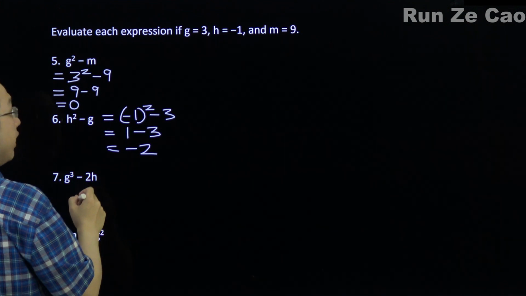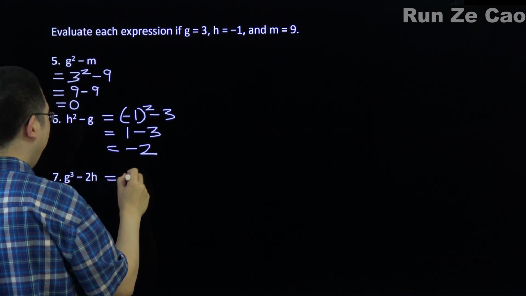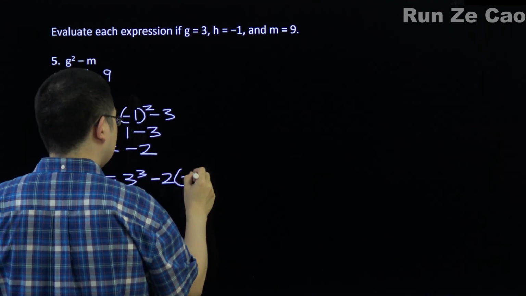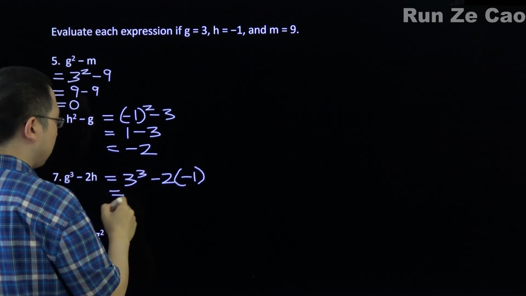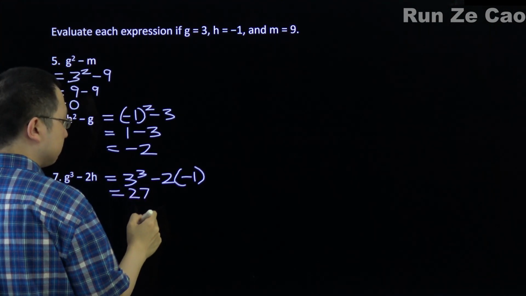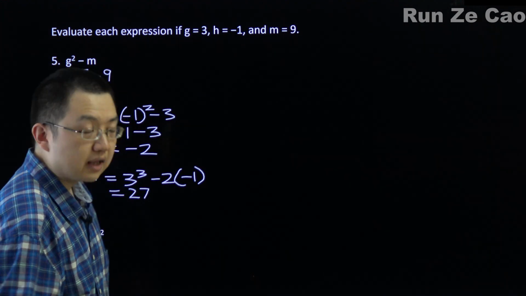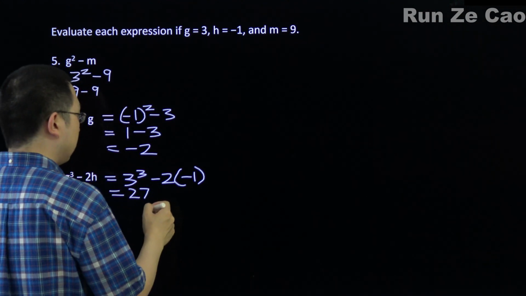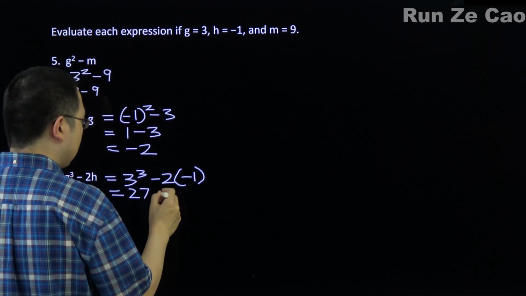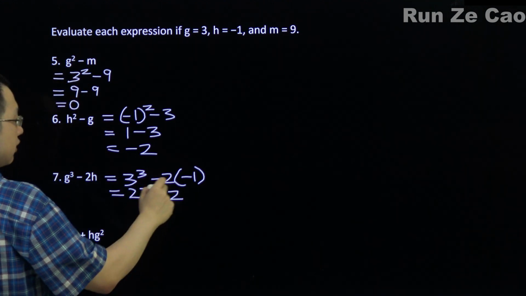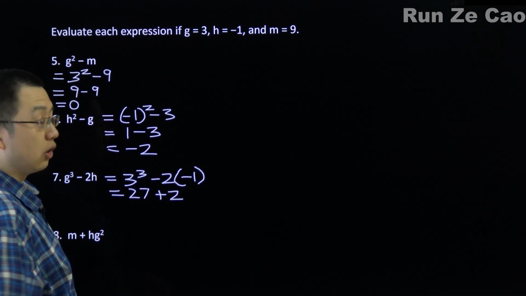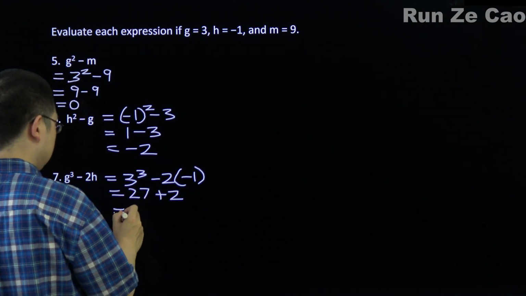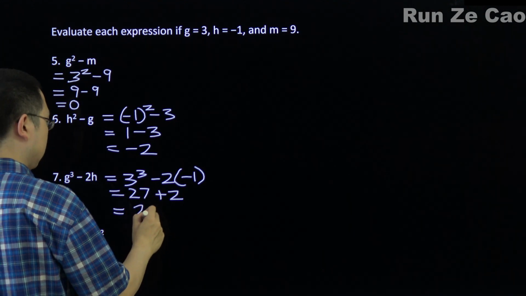G to the third minus 2h. But that's 3 to the third minus 2 times negative 1. So 3 to the third is 27, because 3 times 3 is 9, 3 times 9 is 27. Minus 2 times negative 1. Well, that would be minus negative 2, or just plus 2, because there's a subtraction, or addition, so a lower priority in between. You can do it from both sides at once. So 27 plus 2 is 29.